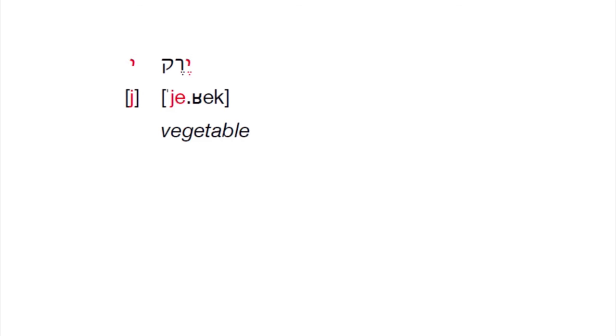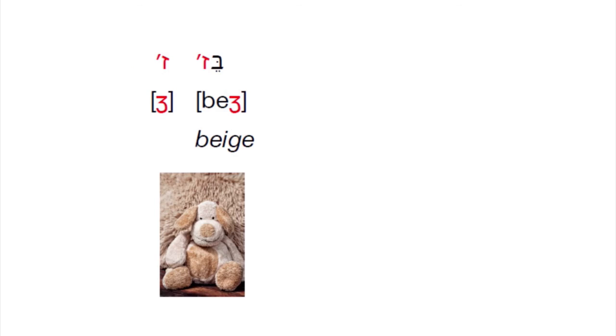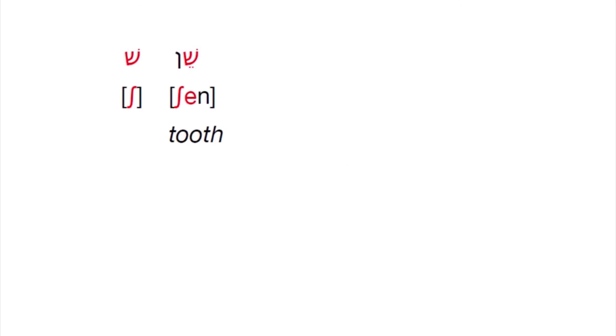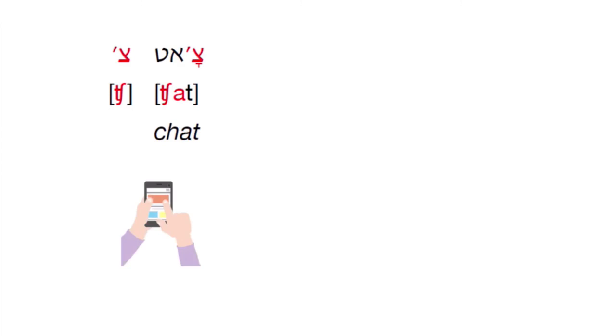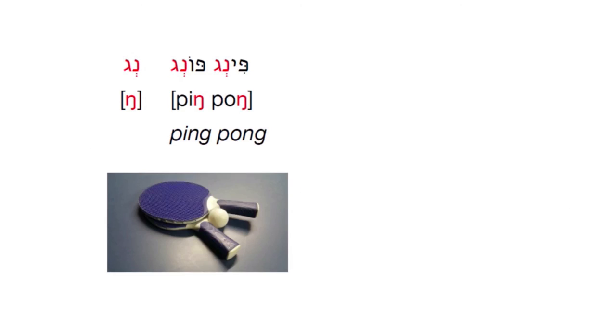We then covered 6 consonants with familiar sounds and new IPA symbols. There was Y, as in yerek. J, as in beige. For this one, I pointed out the apostrophe thing, known as a geresh, which tells you that you're looking at a non-native sound in Hebrew. J, as in gingy. Sh, as in Hebrew's shen. Ch, as in chat and chaisre. Ng, as in ping pong.